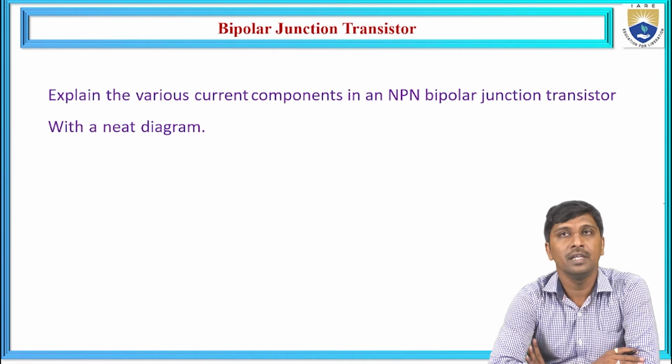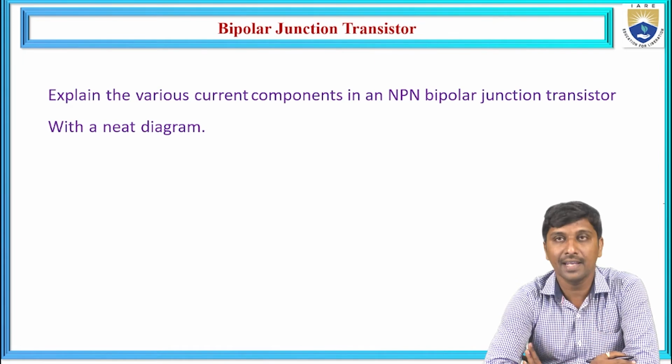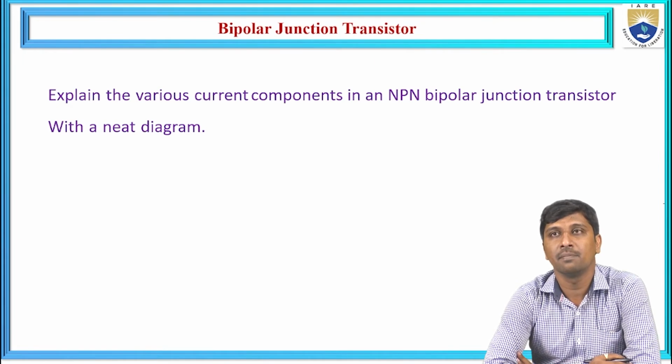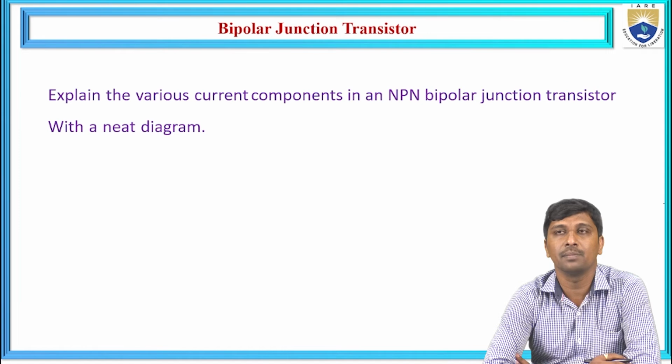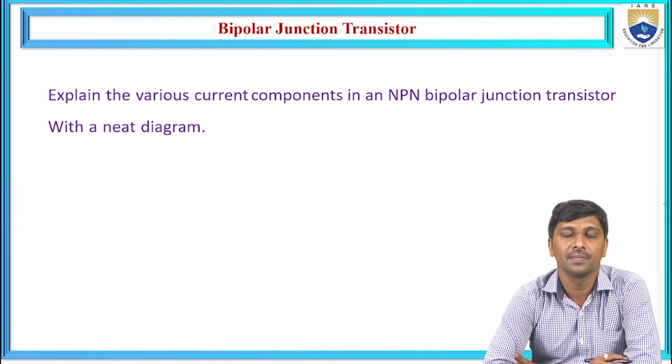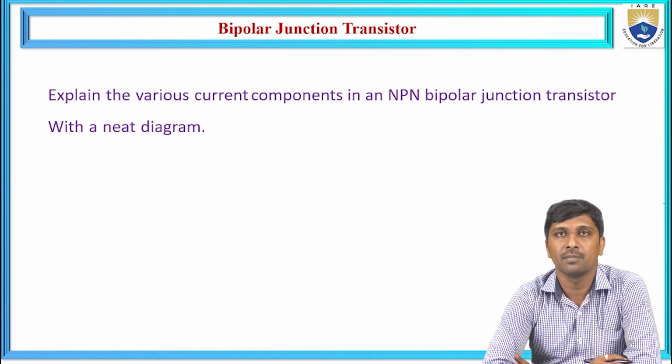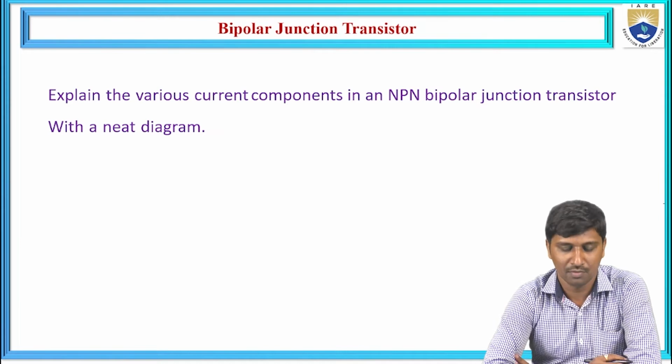Now we'll discuss the part B questions from this module. Explain the various current components in an NPN bipolar junction transistor with a diagram. To attempt this question, first you draw the NPN transistor construction, and then show what currents are flowing: the base current, emitter current, and collector current. Then you can indicate the current flow directions. Then you can explain the operation of that NPN bipolar junction transistor. And if you want, you can refer to the construction of the transistor video.